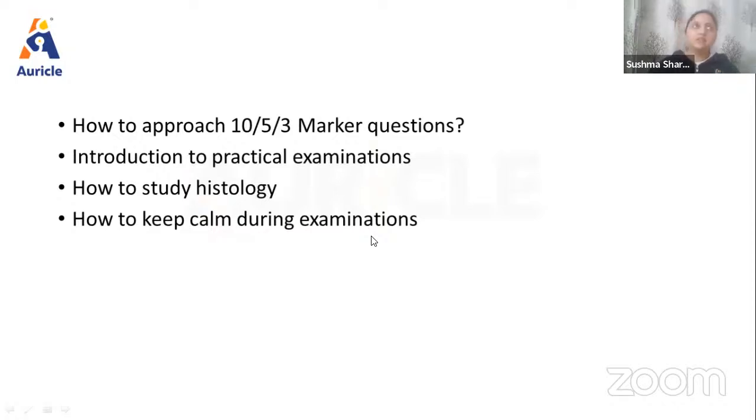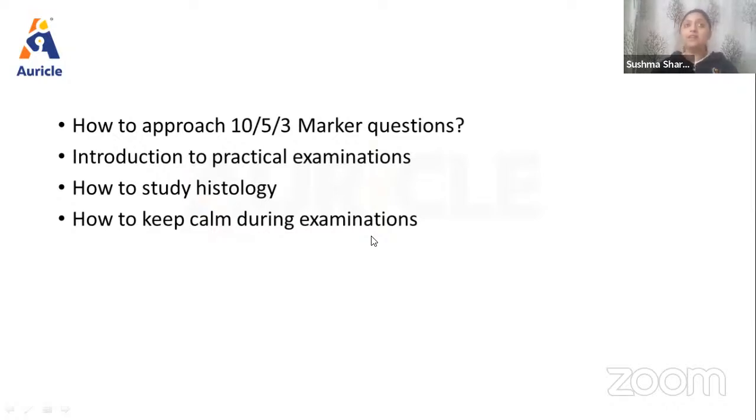Then lastly, how to keep calm during examinations, guys. I mean, listen, I'm not being very philosophical here, but exams are just a very small part of your life. Right now, if I look back at my first year examinations, I know how terrified I was. Even if I had failed my practical or theory examination, would it have mattered to me? I don't think so. I would have done 6 months extra of MBBS. But how would it have affected my life negatively 10 years down the line? Doesn't matter. Really doesn't matter.